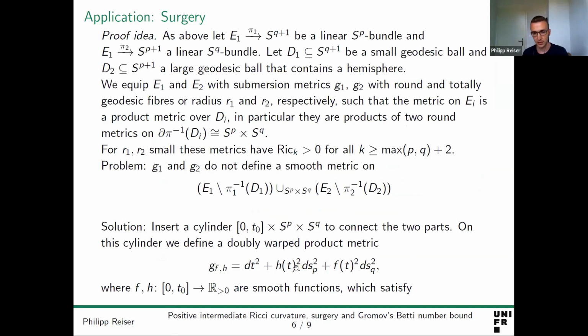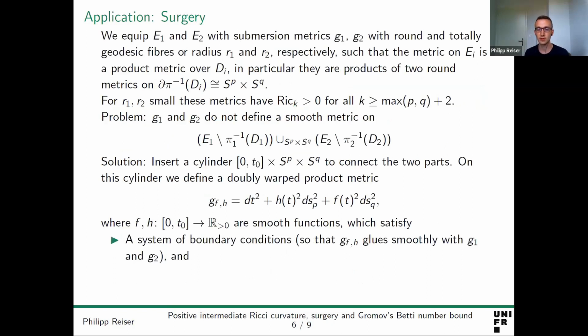So on each slice, we want a product of two round metrics. And as we walk through the interval, we want to scale these spheres by two functions, which we denote here by H and F. And now we have two conditions for this metric. So first, it should glue smoothly with the given metrics we already have for E1 and E2. And it should have positive Ricci K. And if we translate this for the functions, this means they should satisfy a system of boundary conditions in order to glue smoothly, and they should satisfy a system of differential inequalities on the interior to have positive Ricci K.